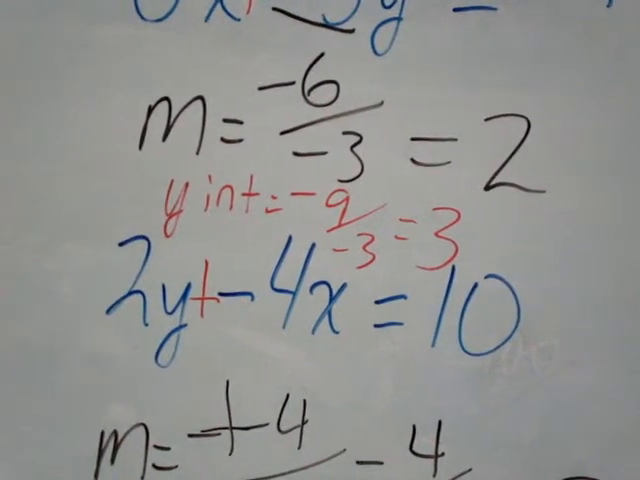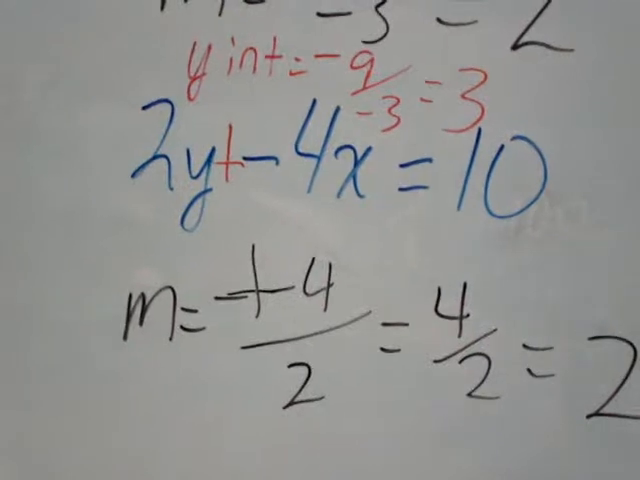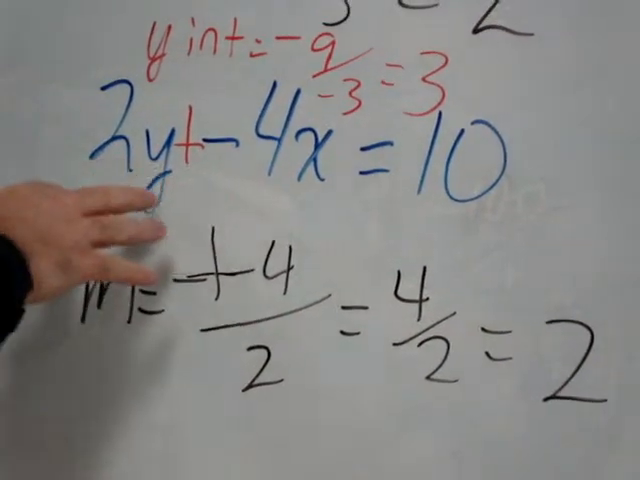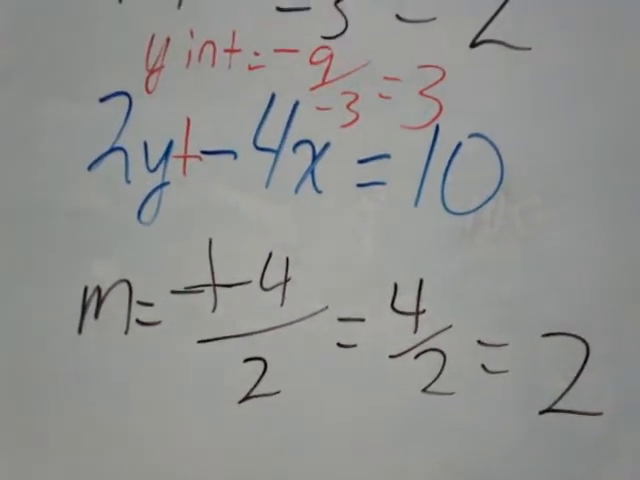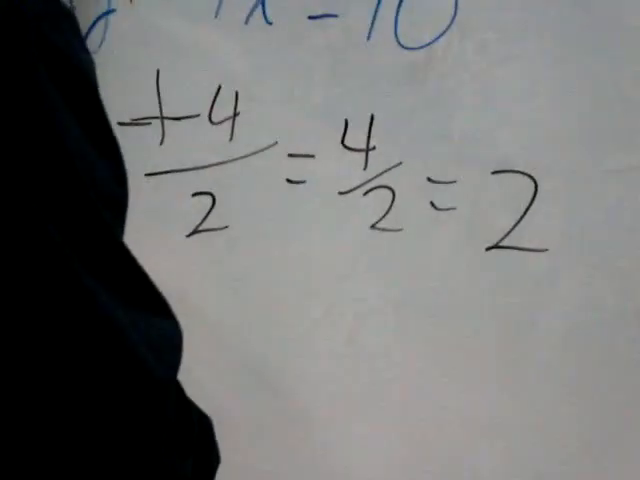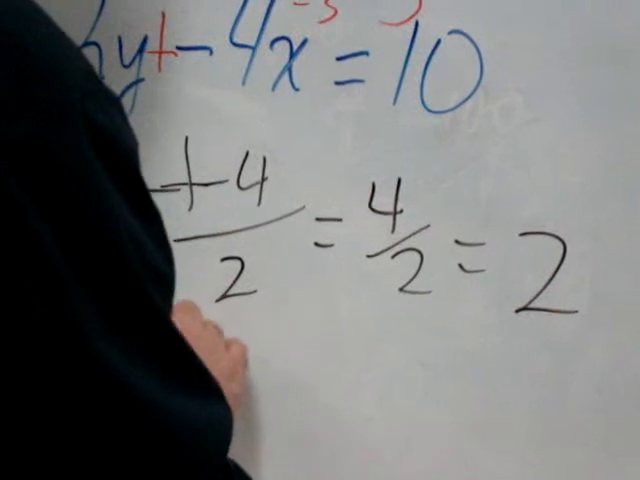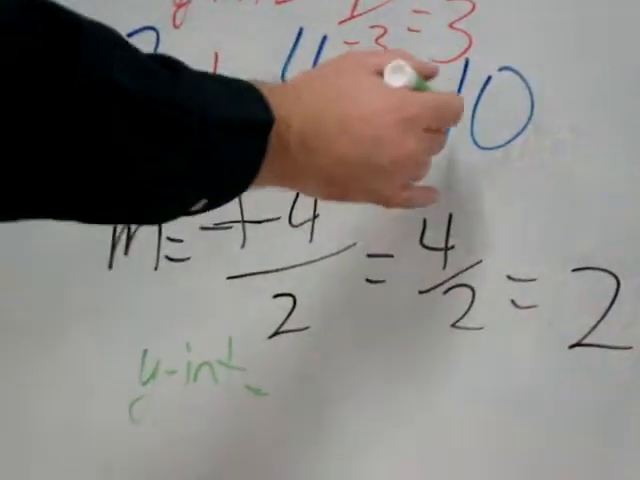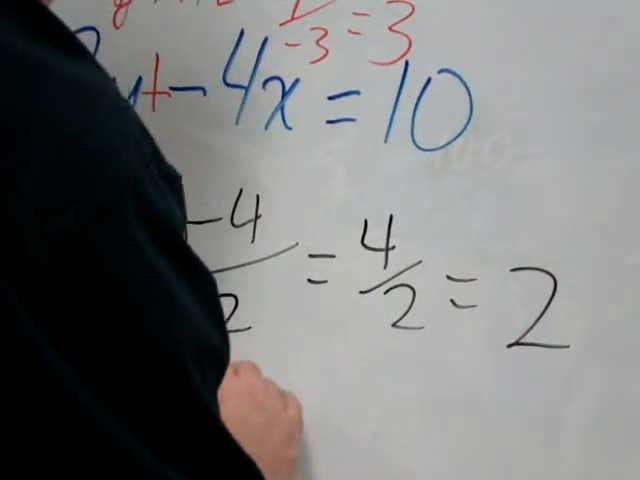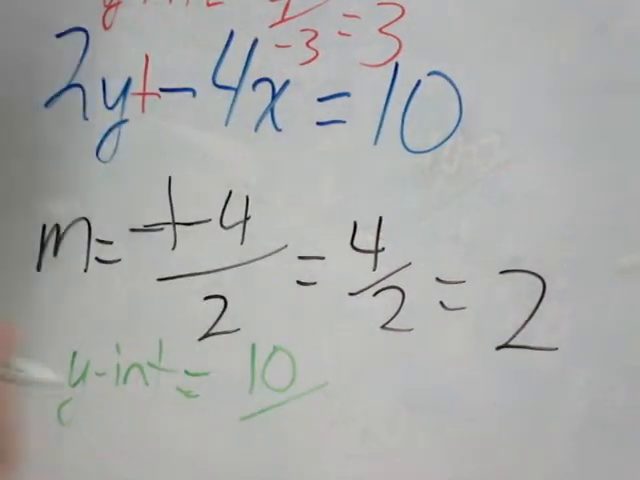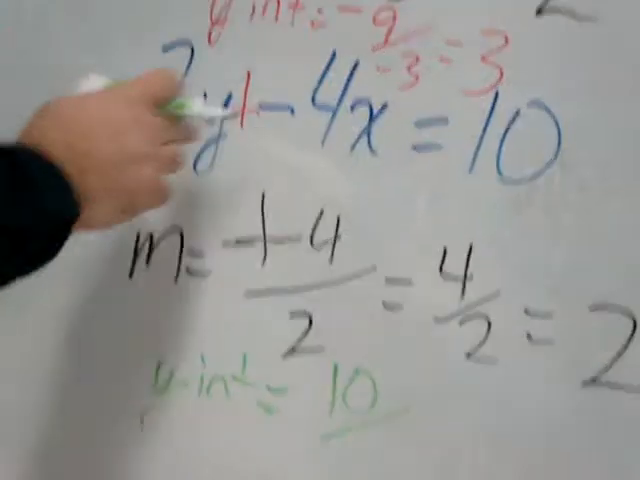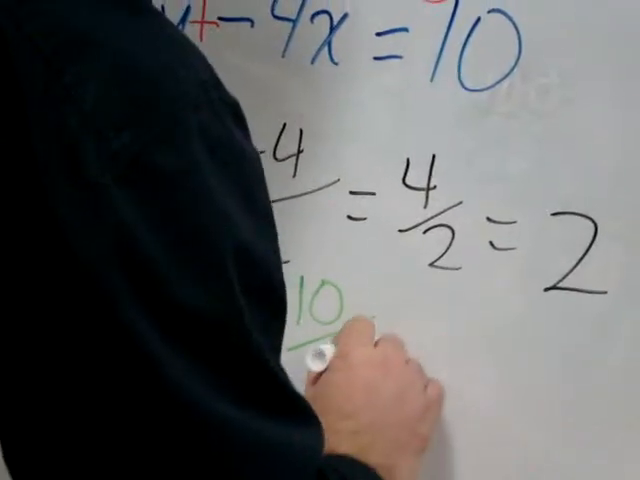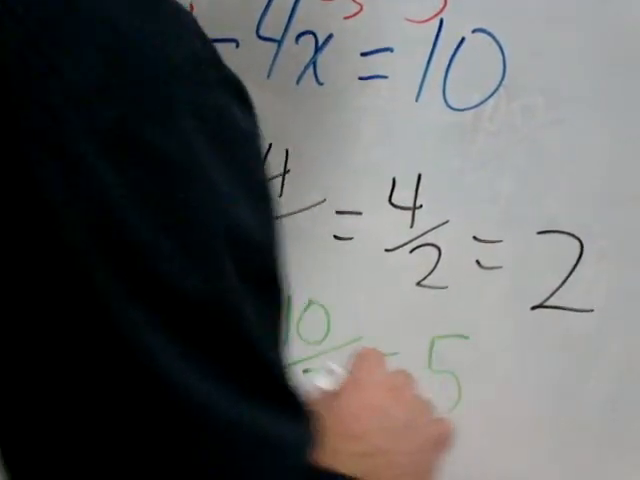And last but not least, we can find the y-intercept of the equation 2y minus 4x equals 10. I'm going to take my y-intercept equals that constant, 10, divided by the coefficient on y, which in this case was 2. So once again, we have a y-intercept of 5.